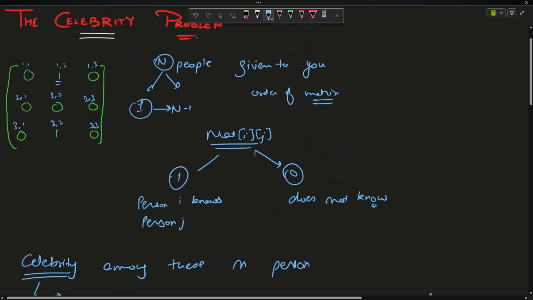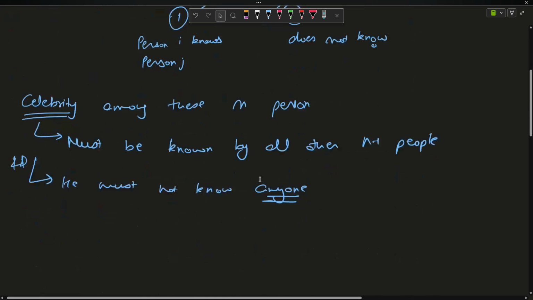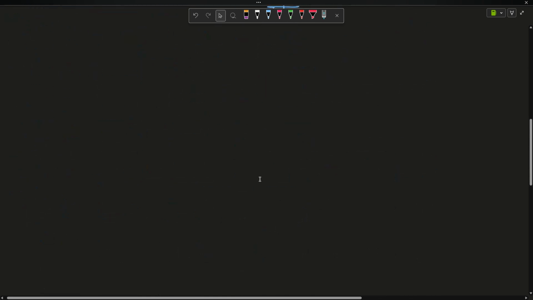So you can see person 1 knows about person 2, person 3 knows about person 2, but person 2 does not know about anyone. That means person 2 is my celebrity for the given problem. But if it had been something like this, where person 2 also knows about person 1, that means there is no celebrity in the given question and we can return -1. I hope the question is clear to you. We just have to determine who the celebrity is.